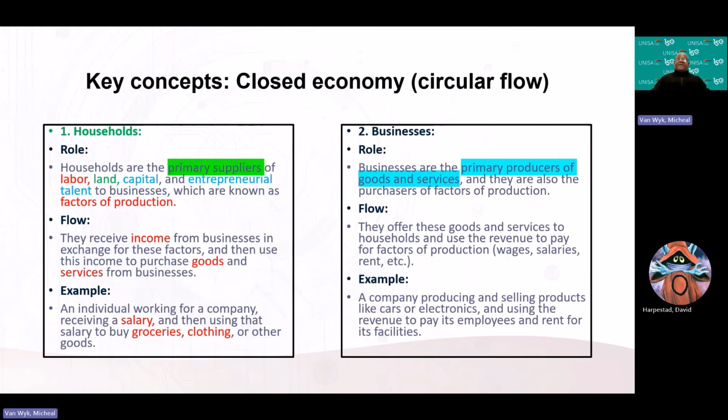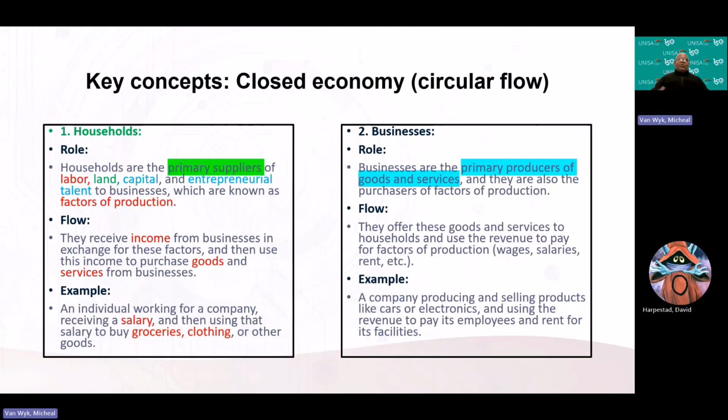Now in the closed economy, there are only two role players. The first role player is your households. We call them consumers. So that is a very important concept. The next role player is your business or your firms. They are also important, but they need each other. They need to take hands.